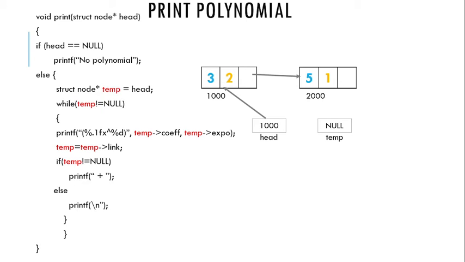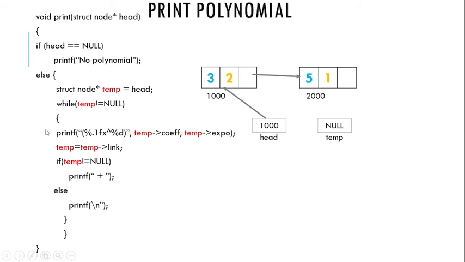Next thing we are going to learn is how to print a polynomial. That is simply how to display the polynomial on your screen. So in a linked list, we have a polynomial. Now we have to display the polynomial. So what is the first step? First, we have to check whether the polynomial is empty. So how do we identify whether a polynomial is empty? If the head pointer is null, it means that the polynomial is empty.